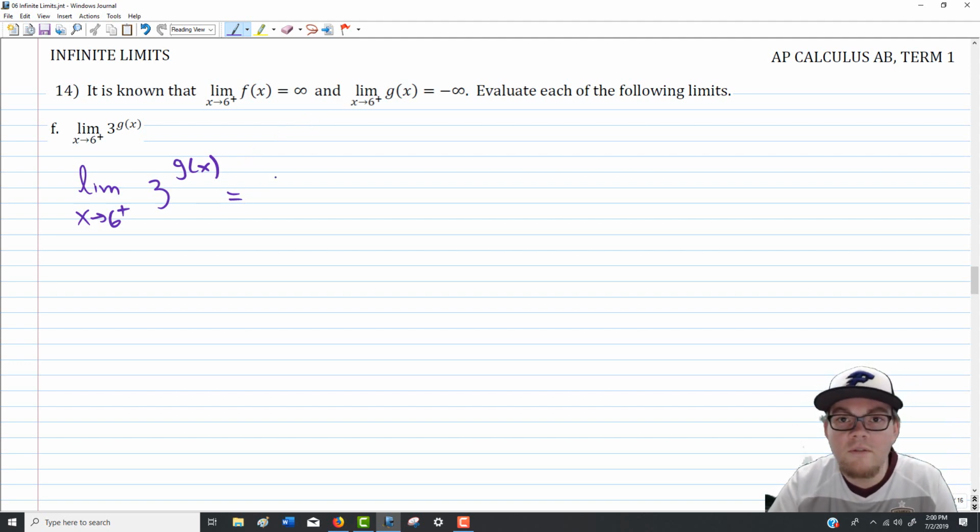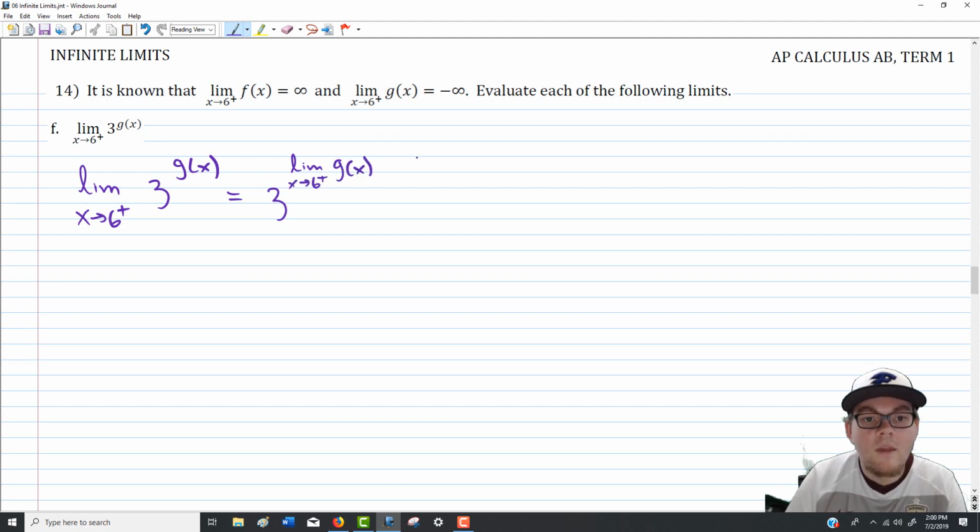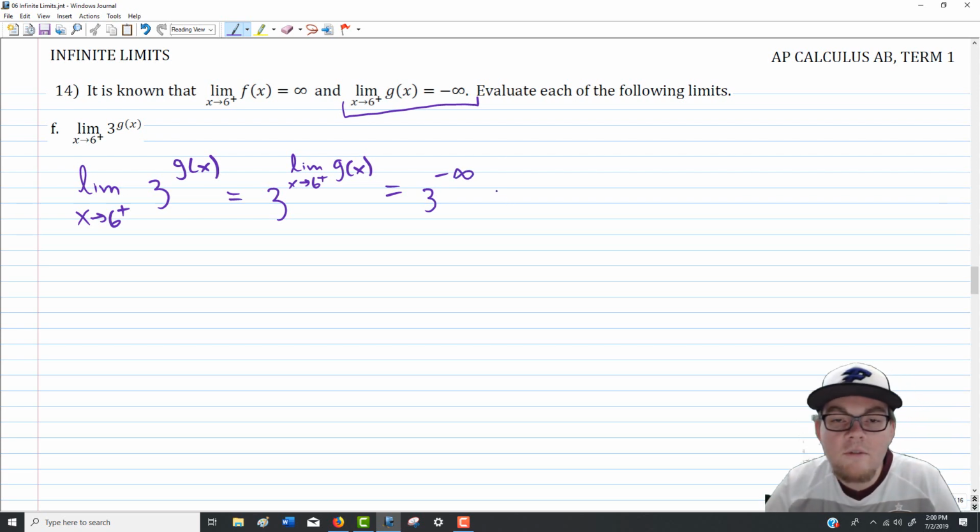3 to a power is always defined for all real values. So in this case, I'm going to rewrite this as 3 to the limit as x goes to 6 from the right side of g of x power. Now looking up there, we were told that that limit is equal to negative infinity. So that means we have 3 to the negative infinity power. And that can kind of mess with people. A lot of people want to just say that that's equal to infinity. But not so fast, my friends.